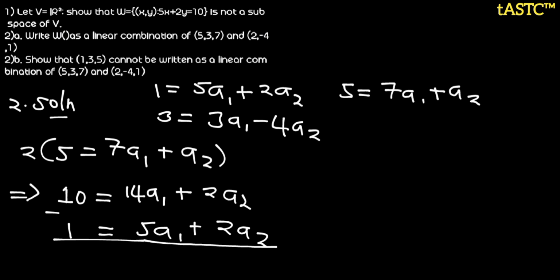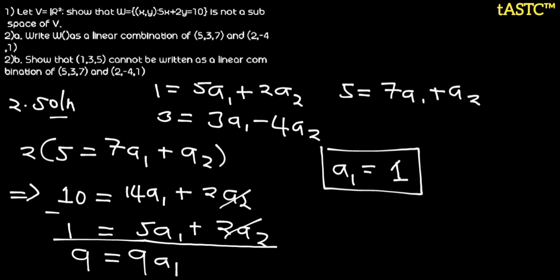So let us subtract that. This is clearly going to cancel out. And here you're going to have 10 minus 1, which gives us a 9. And on this side, we're going to have 14 minus 5, which is 9A1. So that is going to make A1 to be 9 divided by 9, which is equal to 1. Now let us use A1 equal to 1 in equation 1.